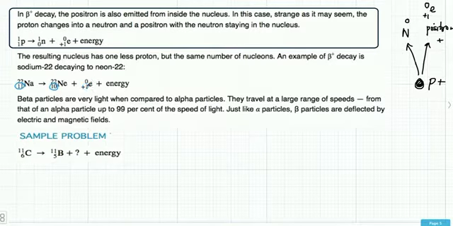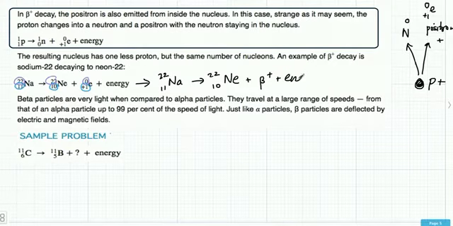And that's because you need, remember, the bottom numbers on the right side have to equal the bottom numbers on the left. So 1 plus 10 is 11, and then on the top you've got 22 and 22, so that has to be a 0, negligible. So this is a positron. All right, and you can write that. The other way of writing that would be sodium 11, 22 goes to neon 22, 10 plus a beta plus, a positron, plus energy.